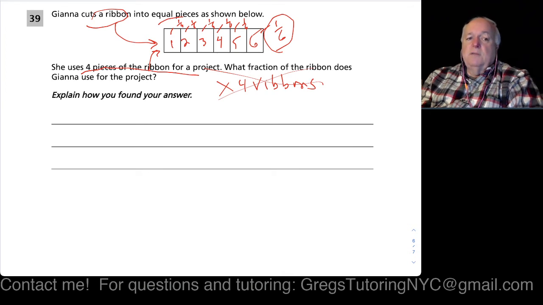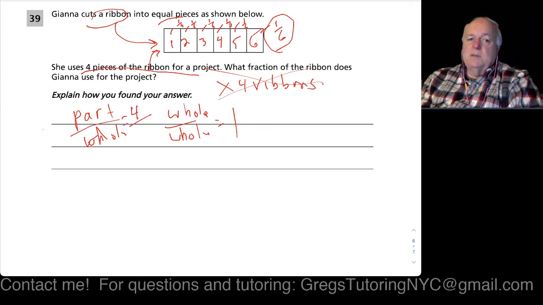Okay, what fraction of the ribbon does she use for the project? Well, it's part out of whole. Right? If I have a whole out of a whole, then I have the whole thing, right? If I'm trying to get a fraction out of it, it's the part out of the whole. So in our case, how many parts? She took 4 pieces out of the whole ribbon, which was in 6 parts. And that's the answer.